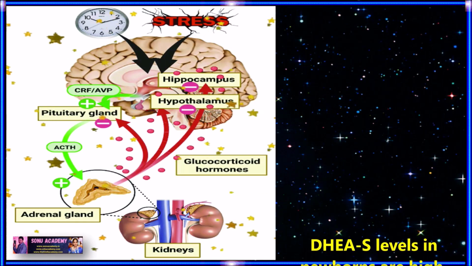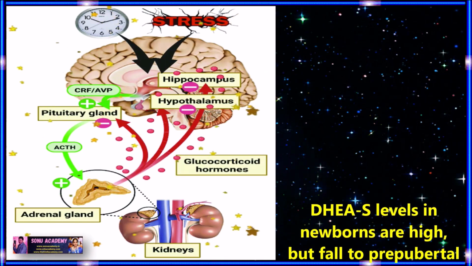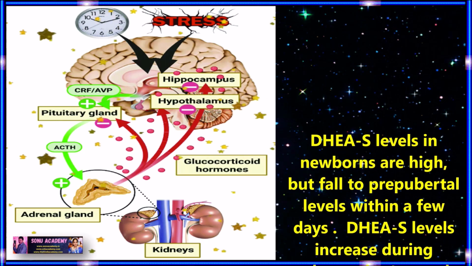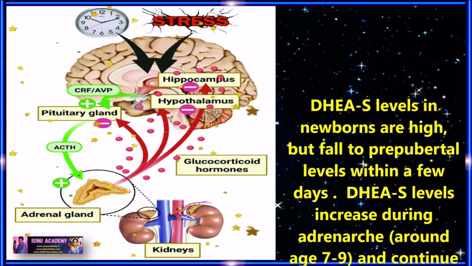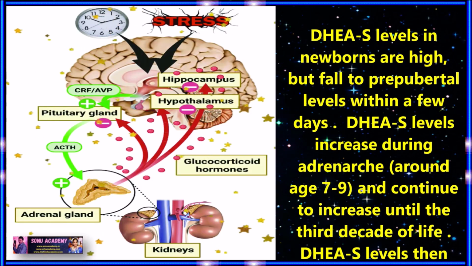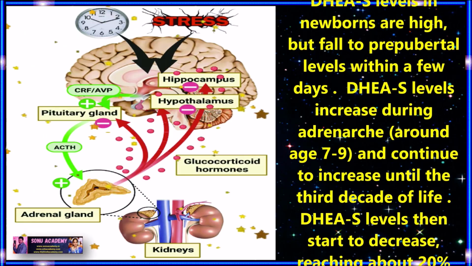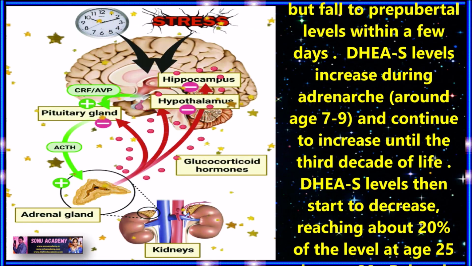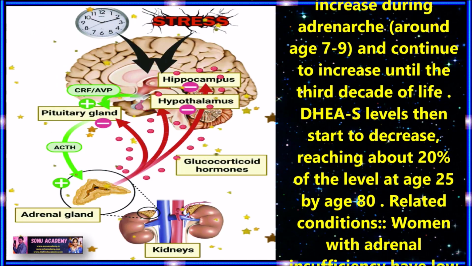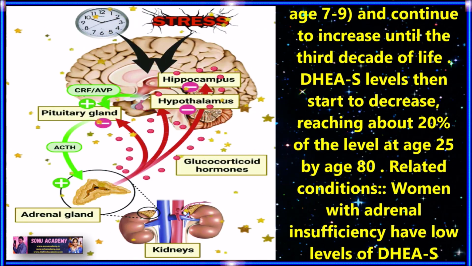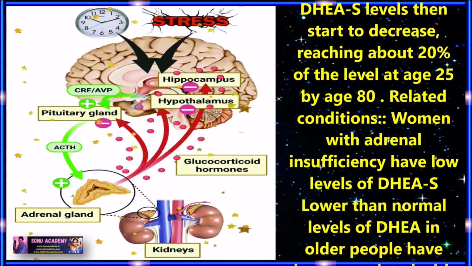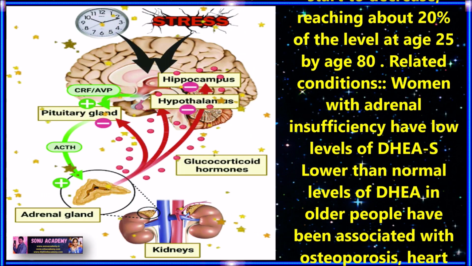Children, let us discuss how it changes with age. DHEAS levels in newborns are high but fall to prepubertal levels within a few days. DHEAS levels increase during adolescence, around age 7 to 9, and continue to increase until the third decade of life. These DHEAS levels can then start to decrease, reaching 20% of the level at age 25 by age 30.